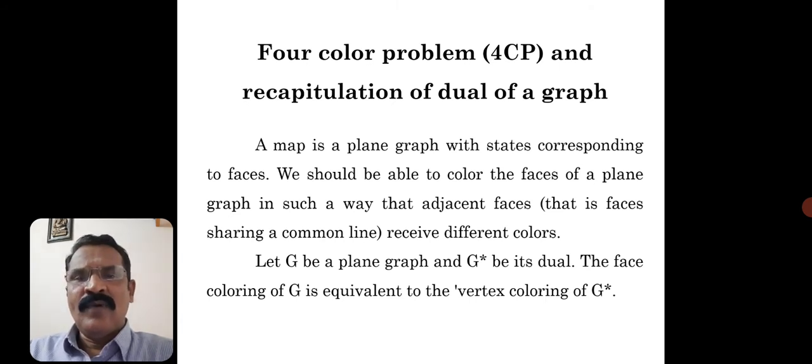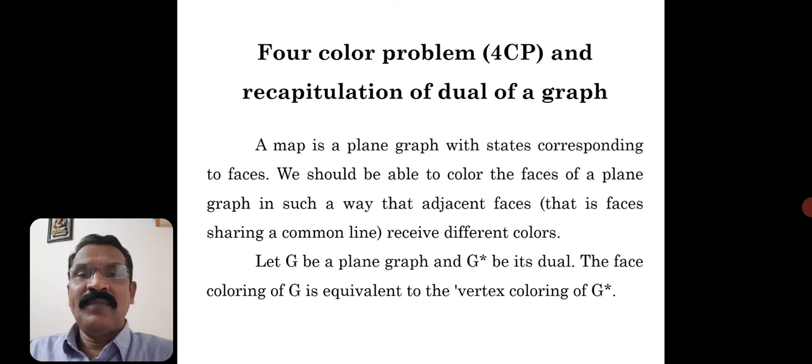Okay, and join those two vertices corresponding to the faces if they have a common boundary, or you can say the faces sharing a common line. It implies you cannot assign the same color to those two adjacent vertices, because you have to assign different colors to distinguish the faces. So for that reason, in each face we introduce a vertex, and if two faces share a common boundary or common line, we join those two. It implies you are finding a geometrical dual of the plane graph.